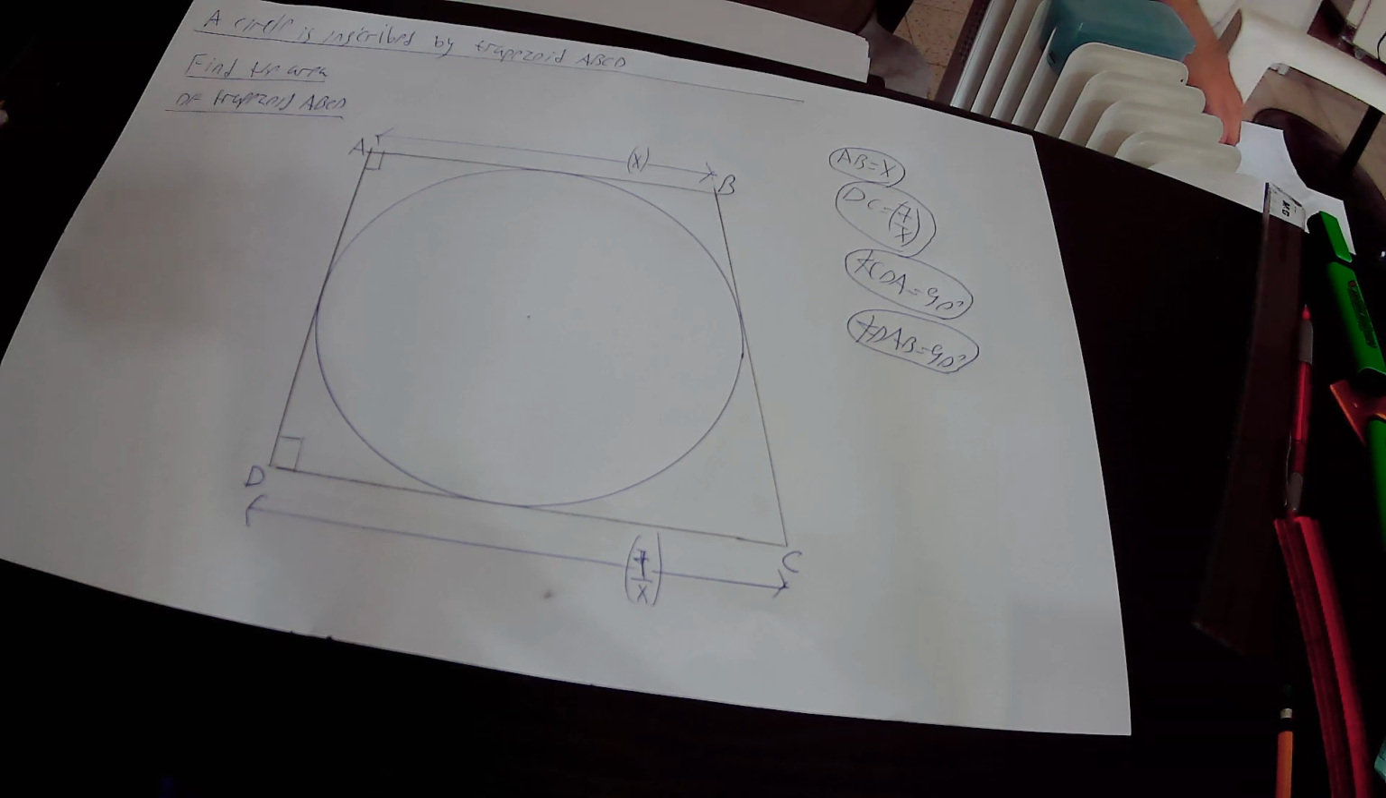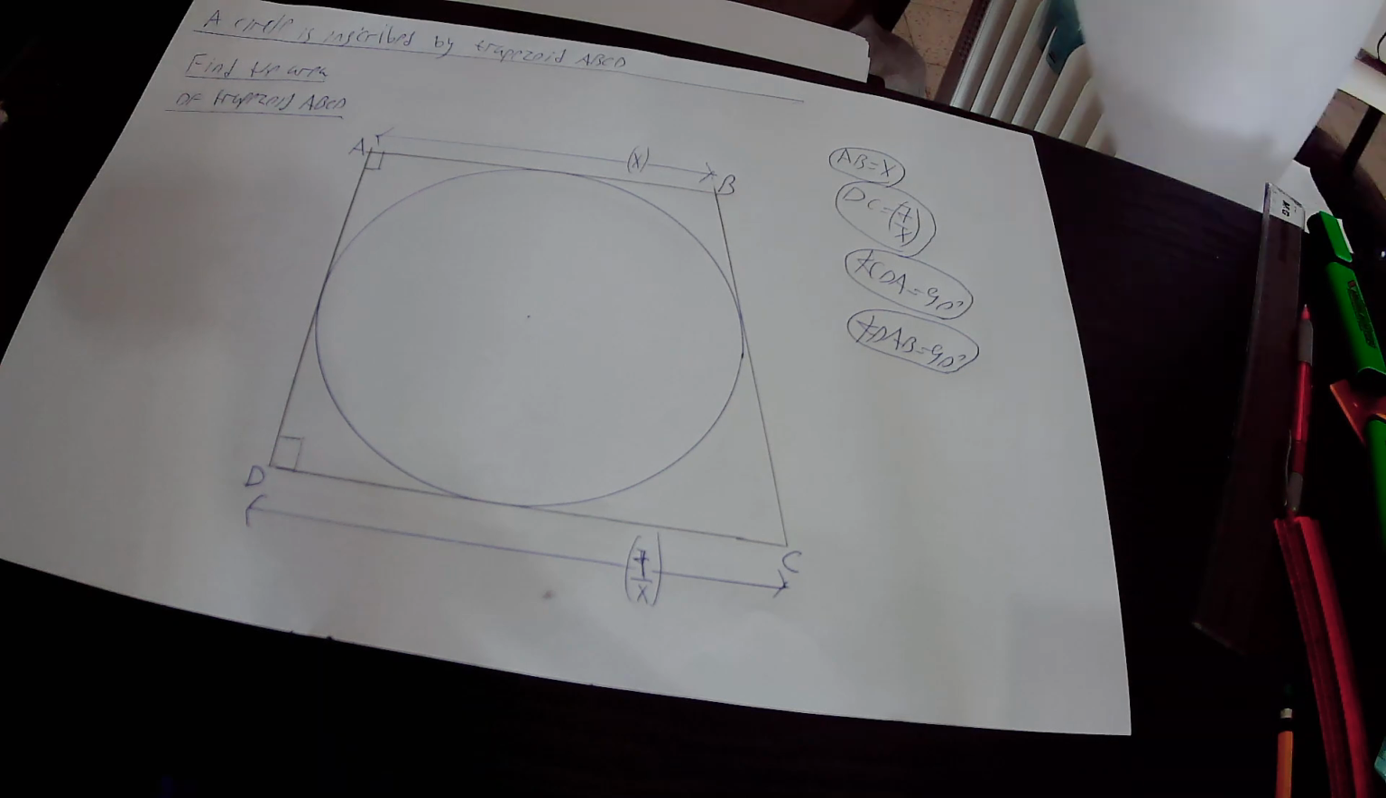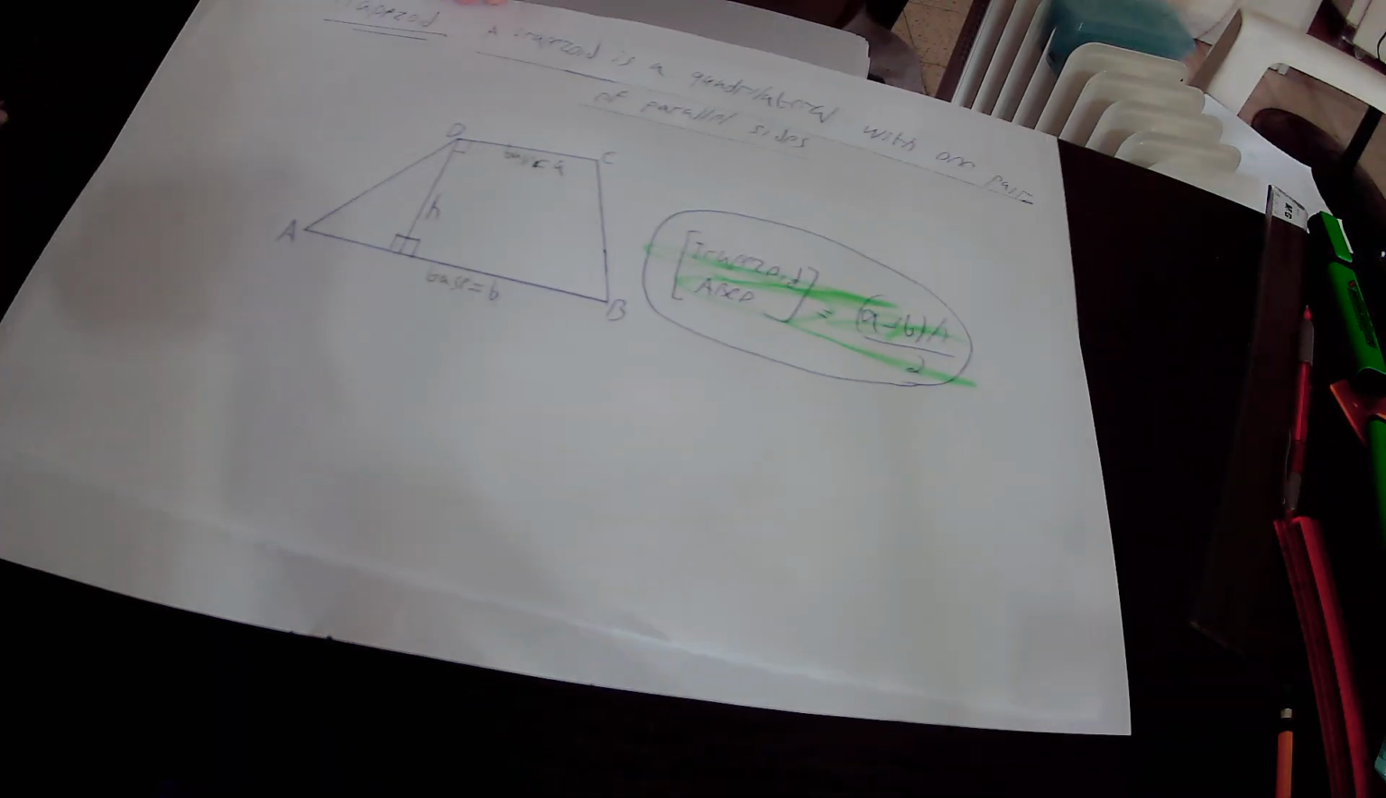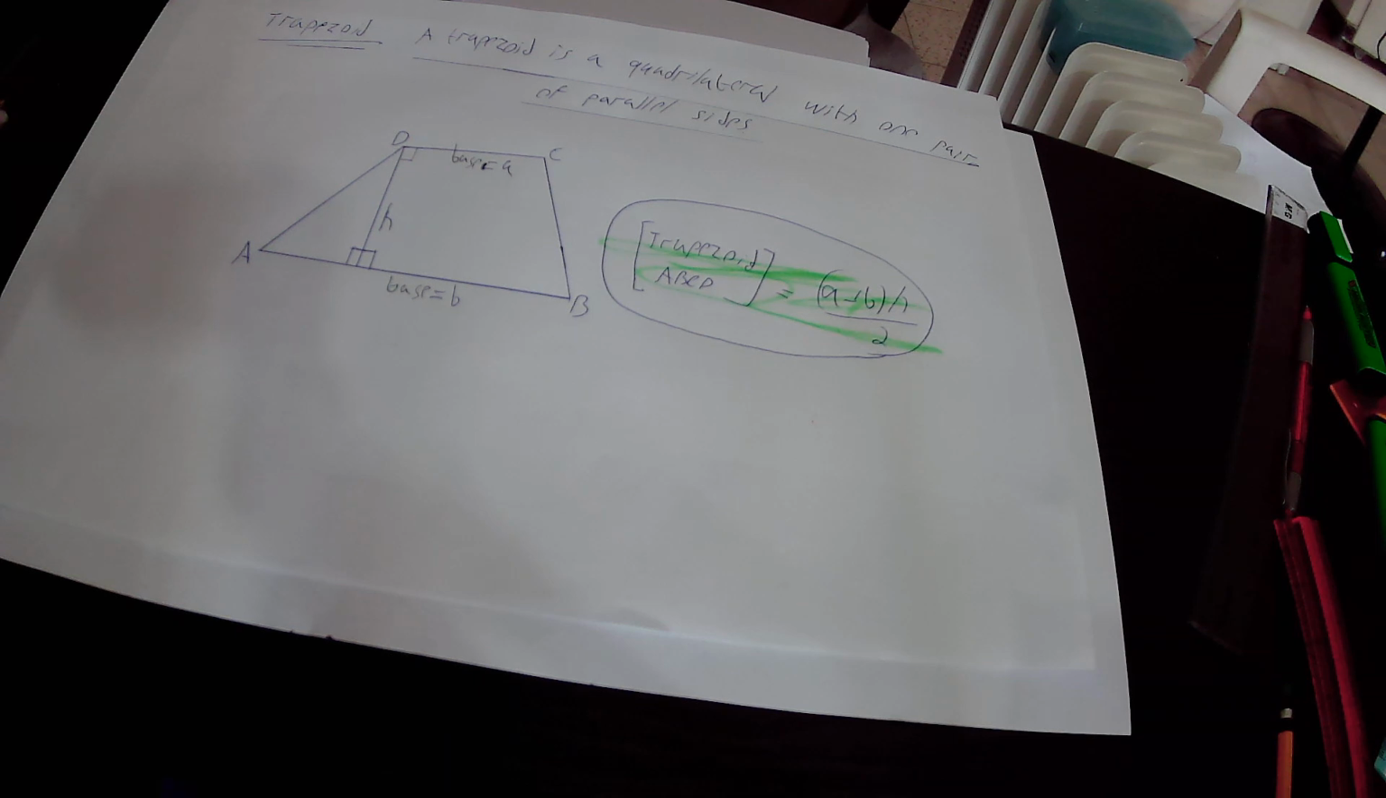So, first of all, what is a trapezoid? A trapezoid is a quadrilateral with one pair of parallel sides. So in the drawing we have trapezoid ABCD, a quadrilateral with one pair of parallel sides. This is to say side DC is parallel to side AB, and for that reason this quadrilateral is a trapezoid.